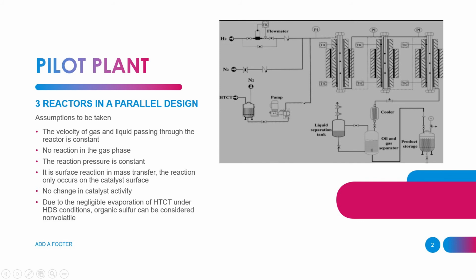Below are the assumptions to be taken for the reactors. First, the velocity of gas and liquid passing through the reactor is constant. Second, no reaction in the gas phase. Third, the reaction pressure is constant. Fourth, it is a surface reaction in mass transfer. The reaction only occurs on the catalyst surface. Fifth, no change in catalyst activity. Lastly, due to the negligible evaporation of HTCT under HDS conditions, organic sulfur can be considered non-volatile.